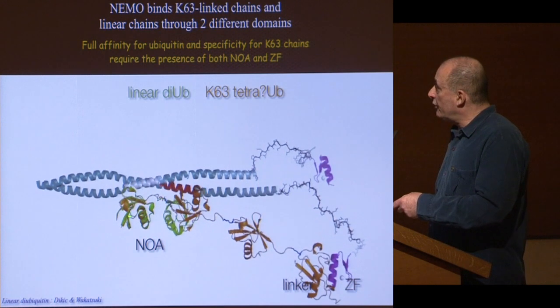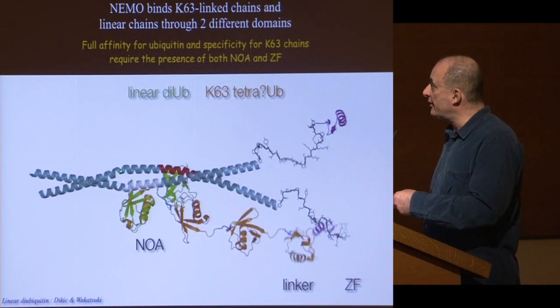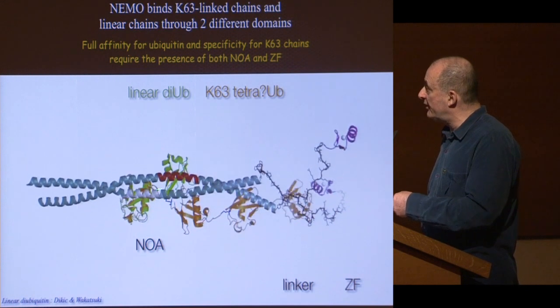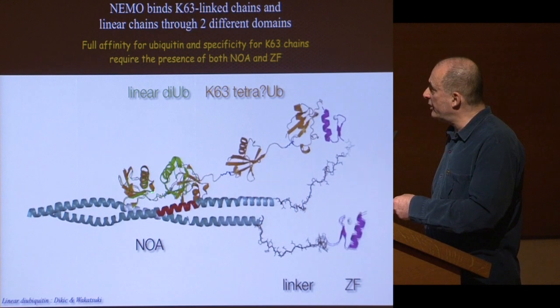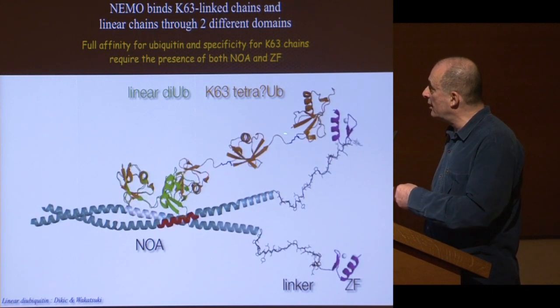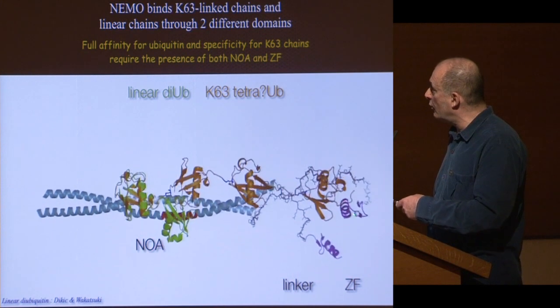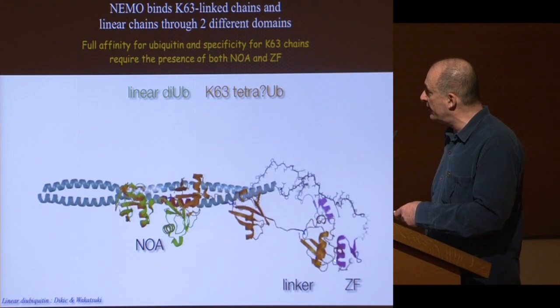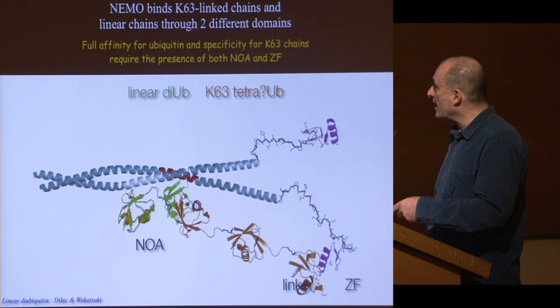So this in green is a linear diubiquitin which contacts the NOA domain at 2 sites, in white and in red, while lysine 63 chains, indicated in brown, are able to contact the NOA domain only at 1 site, but are also able to contact the C-terminal zinc finger, therefore increasing the affinity.